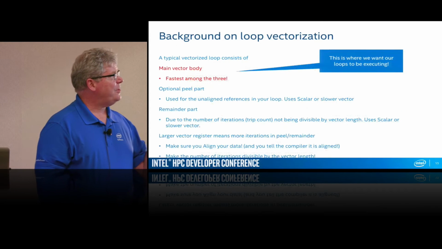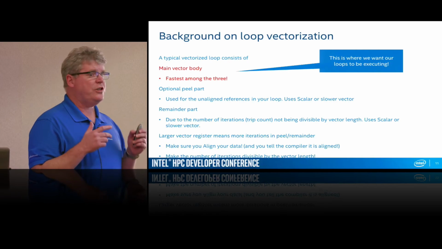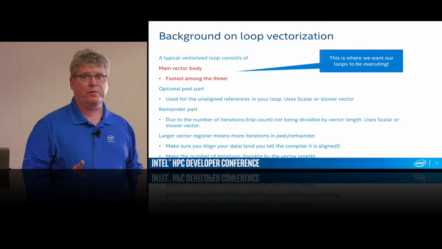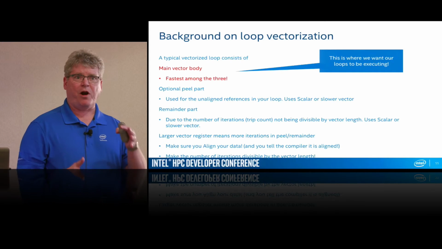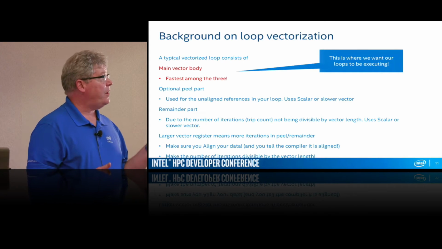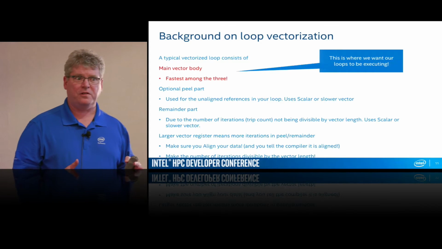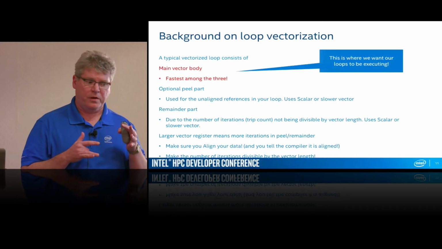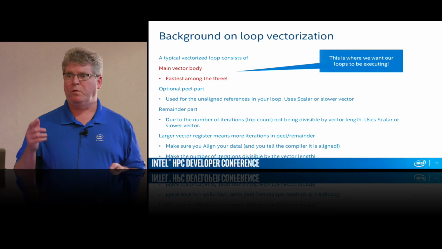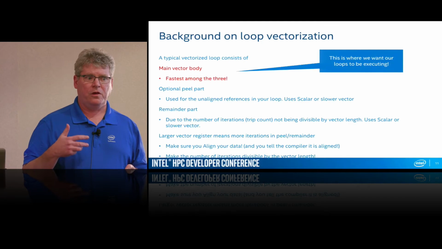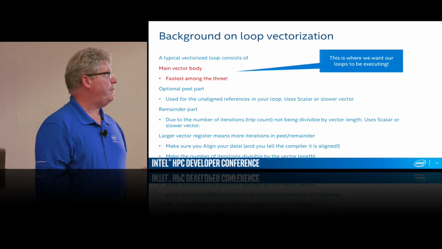I've mentioned a couple of things here, but I want to go through a little background on loop vectorization. In general, when a compiler vectorizes a loop, it generally creates several different parts of the loop. The first part is the main vector body. That generally consists of your fastest portion of the loop. This is where the intense vectorization occurs, and this is really where you want to be. You want your loops to be executing in that vector body for most of their time.